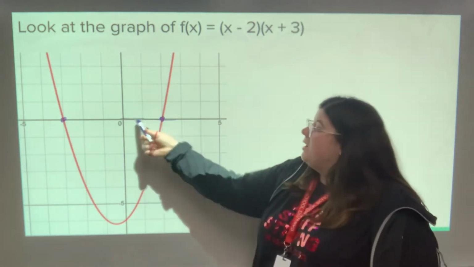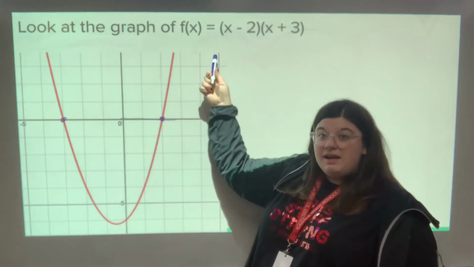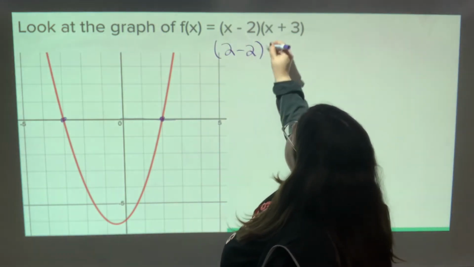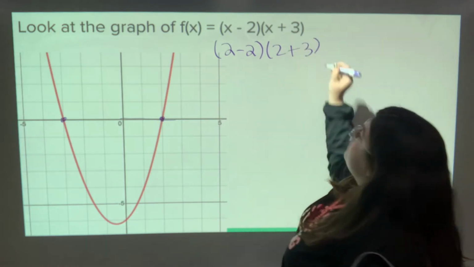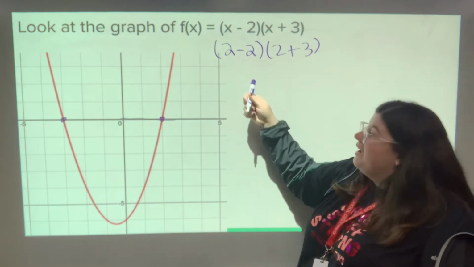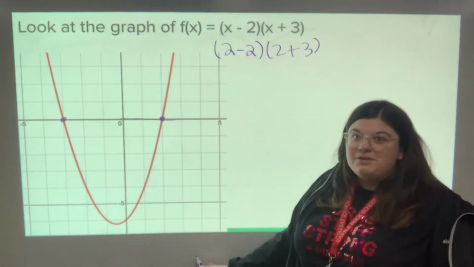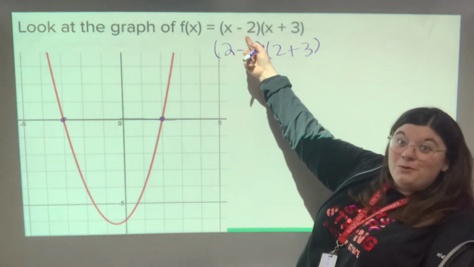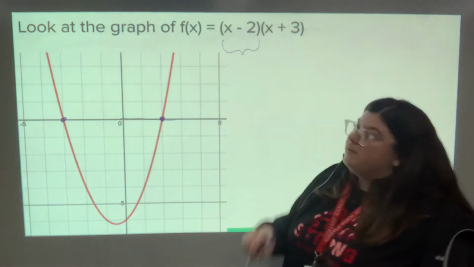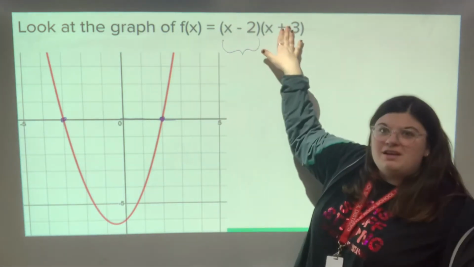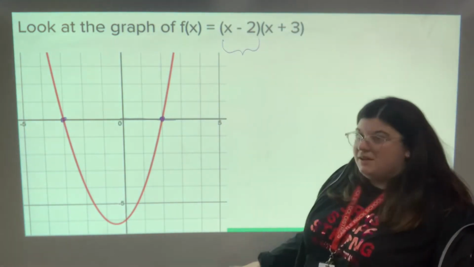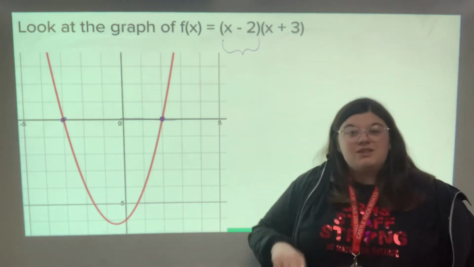So if you took positive 2 and plugged that into your function, that would be 2 minus 2 times 2 plus 3. 2 minus 2 is just 0. So that value that we see right there, our x-intercept, 2, that positive 2 is the number that's going to make this part equal to 0. And then 0 times any number is just 0. So that's one value that could be considered a 0 of our function, an x-intercept.